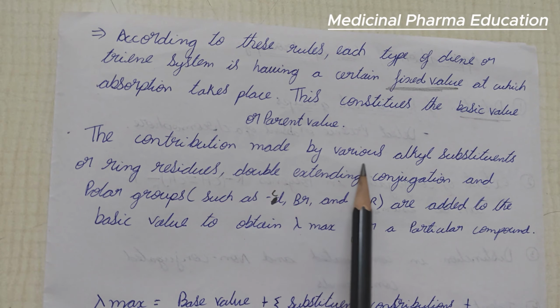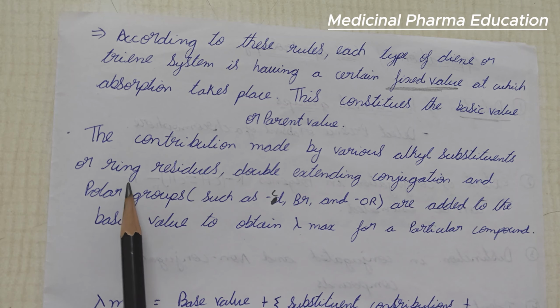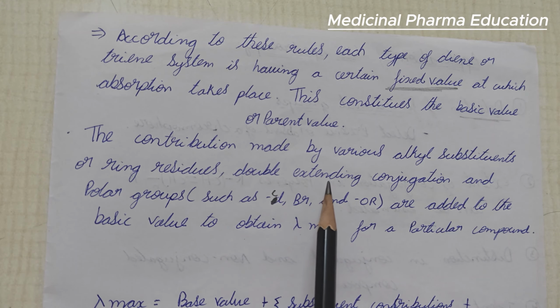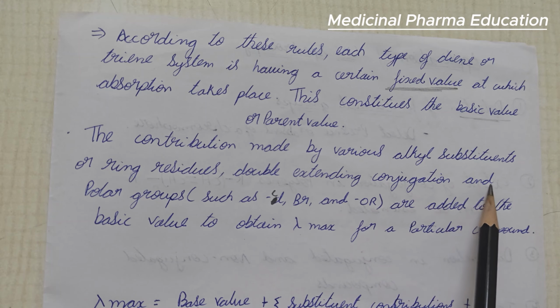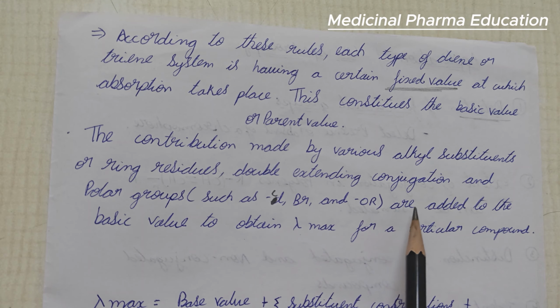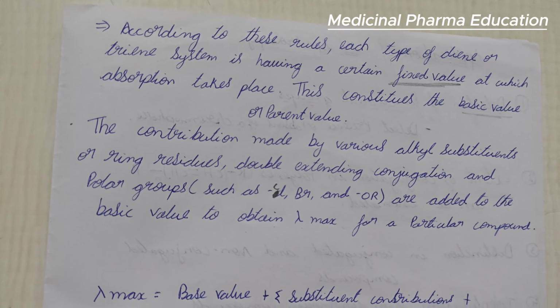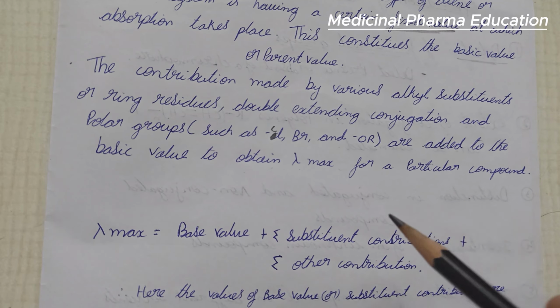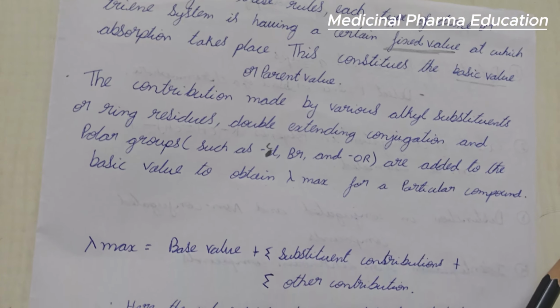The contributions made by various alkyl substitutions, ring residues, double bonds, extended conjugation, and polar groups such as chlorine, bromine, and OR groups are added to the base value to obtain the lambda max of a particular compound. You can understand both statements by this formula.